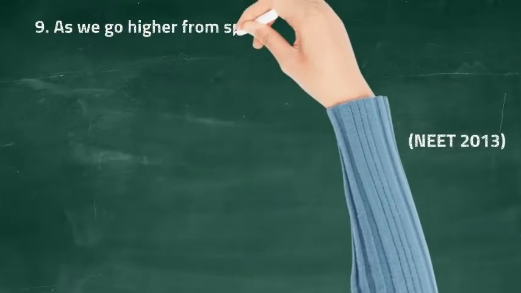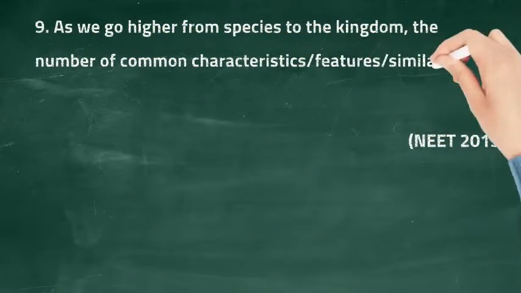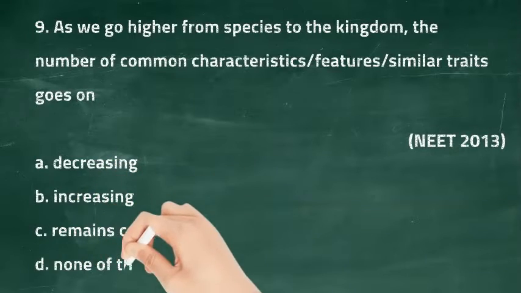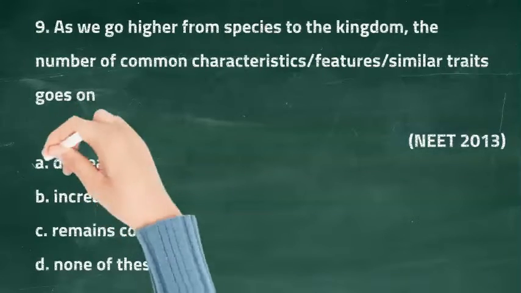Question 9th. As we go higher from species to the kingdom, the number of common characteristic features, similar traits, goes on. Option A: decreasing, option B: increasing, option C: remains constant, and option D: none of these. The right answer is option A, decreasing.